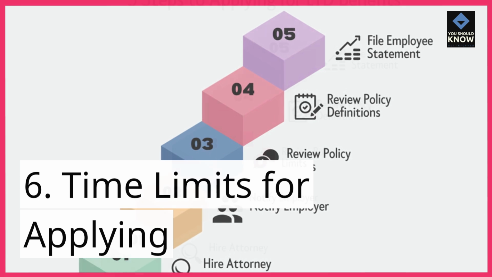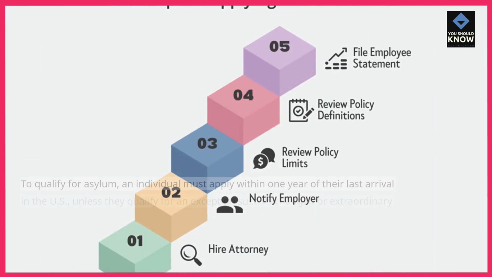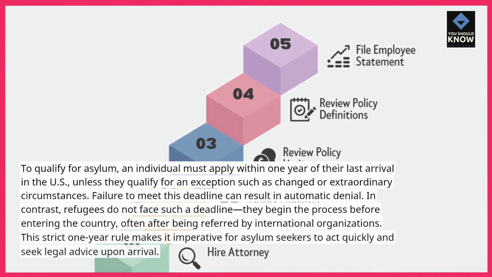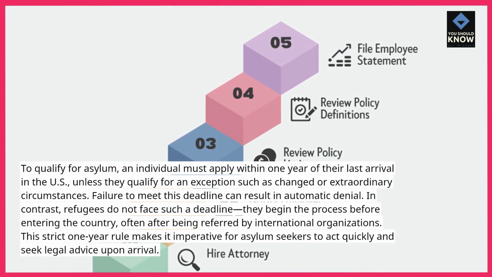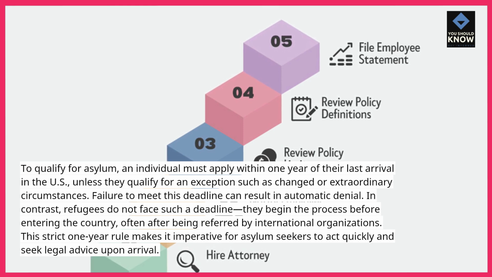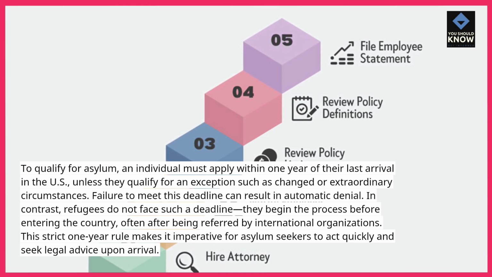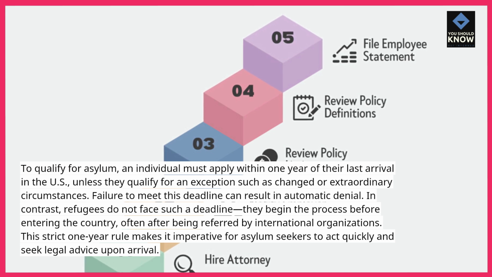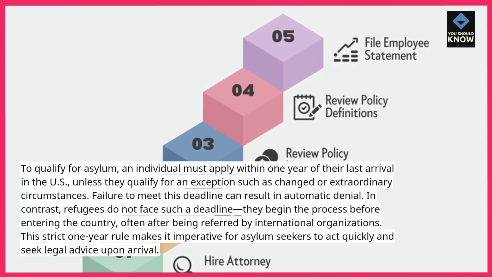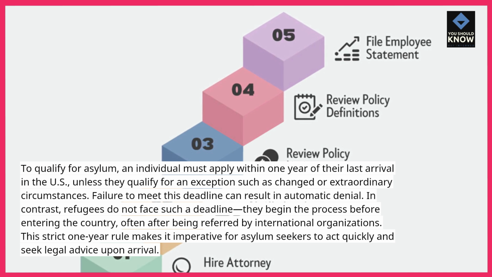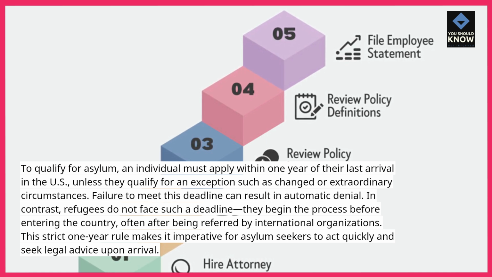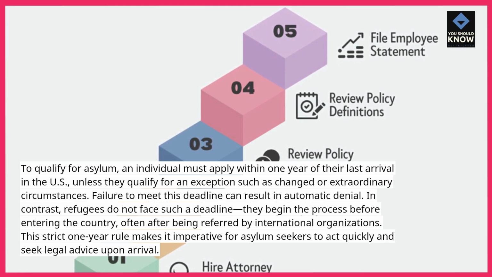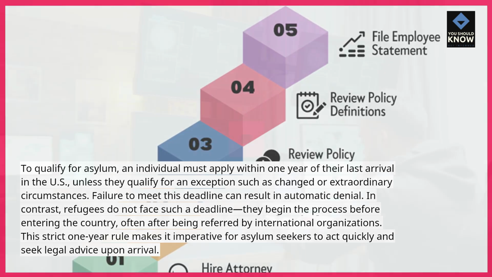6. Time limits for applying. To qualify for asylum, an individual must apply within 1 year of their last arrival in the U.S., unless they qualify for an exception such as changed or extraordinary circumstances. Failure to meet this deadline can result in automatic denial. In contrast, refugees do not face such a deadline. They begin the process before entering the country, often after being referred by international organizations. This strict 1-year rule makes it imperative for asylum seekers to act quickly and seek legal advice upon arrival.